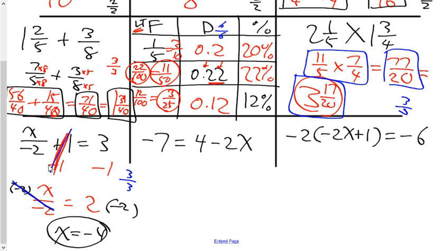In your next question, -7 is equal to 4 minus 2x. What's your constant in that equation? Positive 4. So we're going to subtract 4 from both sides and put a line through it. That's your first point.